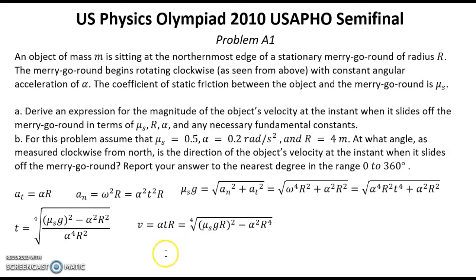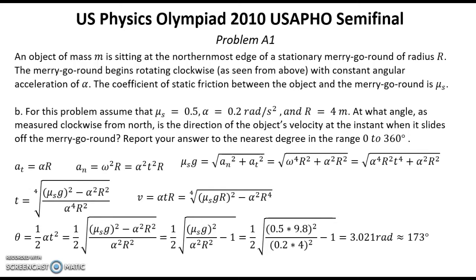For the second question, we need to count what is the total angle. For the full angle of rotation, that will be 1/2 alpha t square. And the time we already know, so we can count totally to put all these numbers. That will be about 173 degrees. But we need to find what is the direction for velocity. So it means that we need to add 90 degrees to this result.